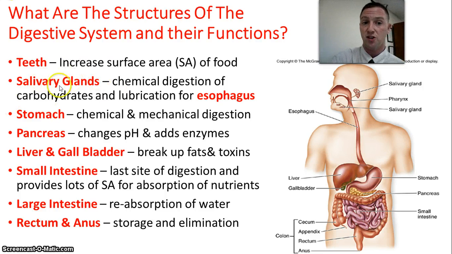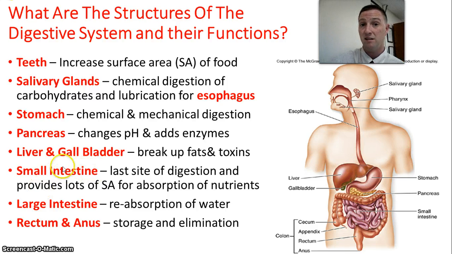You've got salivary glands, which are going to moisten and lubricate that food. Also, you have enzymes in your saliva that break down carbs. Food goes from your mouth, through your pharynx, we learned about that last unit, through the esophagus, down to your stomach. We've got both chemical and mechanical digestion in the stomach. Your pancreas is going to neutralize that acid in the stomach, add some enzymes. Liver and gallbladder take care of the fats. Liver also takes care of toxins.